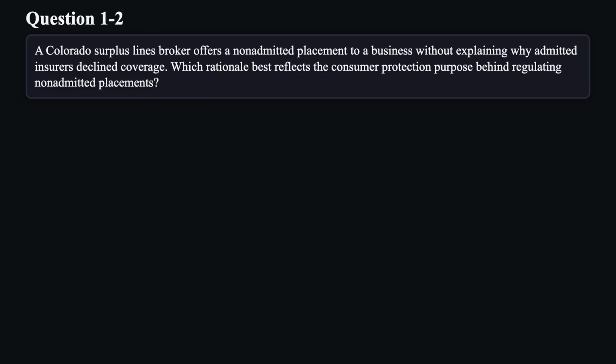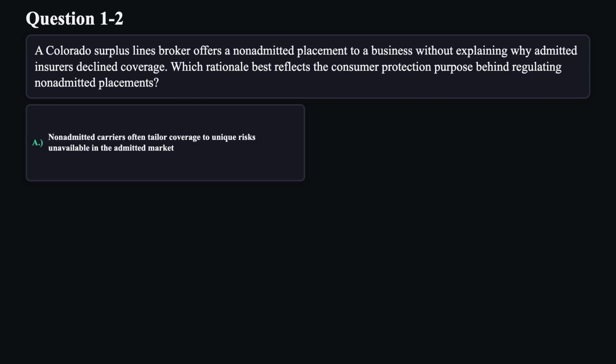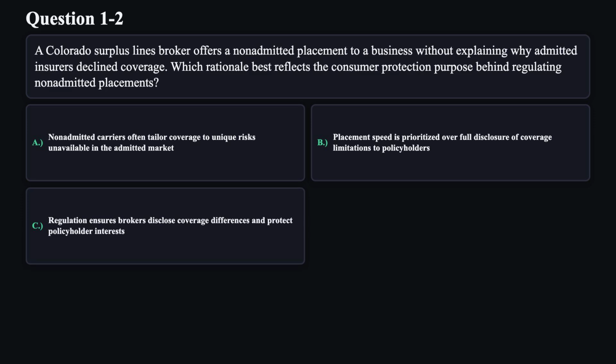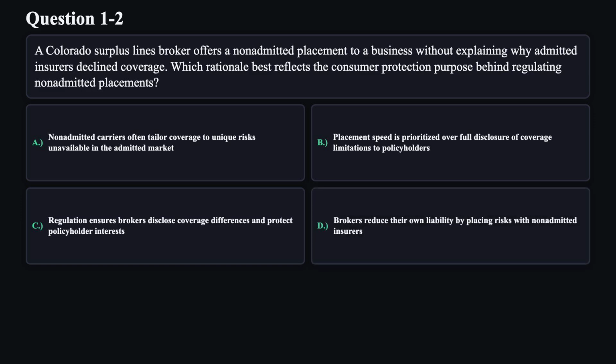Question 2. A Colorado surplus lines broker offers a non-admitted placement to a business without explaining why admitted insurers declined coverage. Which rationale best reflects the consumer protection purpose behind regulating non-admitted placements? A. Non-admitted carriers often tailor coverage to unique risks unavailable in the admitted market. B. Placement speed is prioritized over full disclosure of coverage limitations to policyholders. C. Regulation ensures brokers disclose coverage differences and protect policyholder interests. D. Brokers reduce their own liability by placing risks with non-admitted insurers.